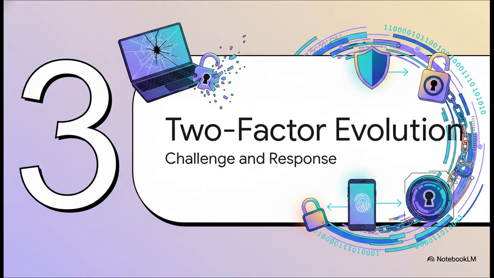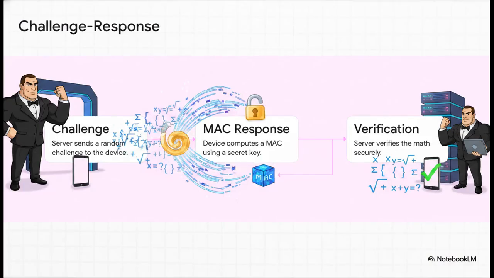Section 3, the two-factor evolution. To truly fix this whole bearer token vulnerability, we had to shift the battlefield entirely. We needed to require something you have, in addition to something you know. Enter the challenge response protocol. Let's go back to our club bouncer analogy. Instead of you handing the bouncer your ID card, which, remember, someone else could easily steal, the bouncer shouts out a random complex math problem. Your device takes a secret key it shares with the bouncer, mixes it with that math problem to create a message authentication code, or MAC, and shouts the answer back. The bouncer just verifies the math. If an attacker intercepts your answer, it's totally useless, because the next time you log in, the bouncer is going to ask a completely different math question.